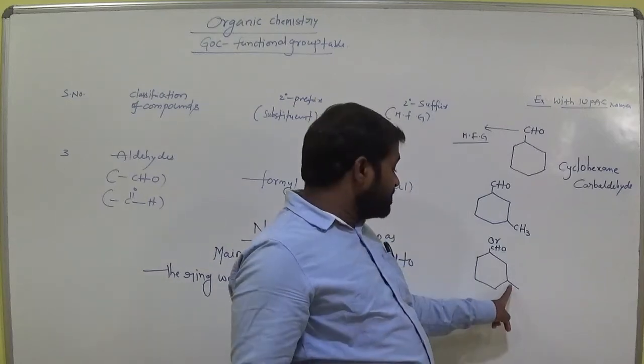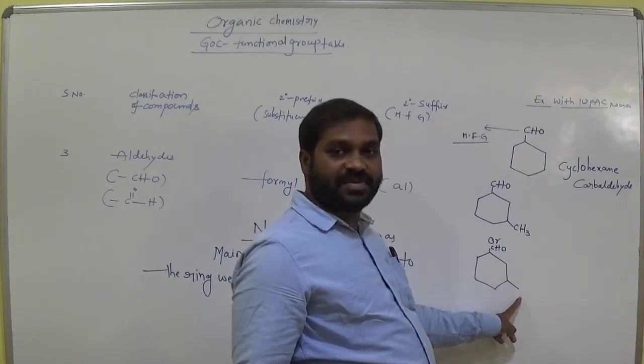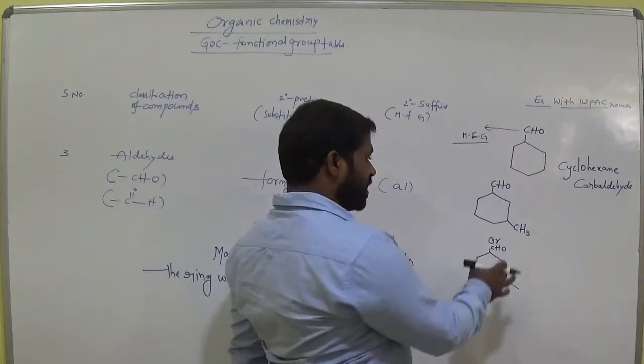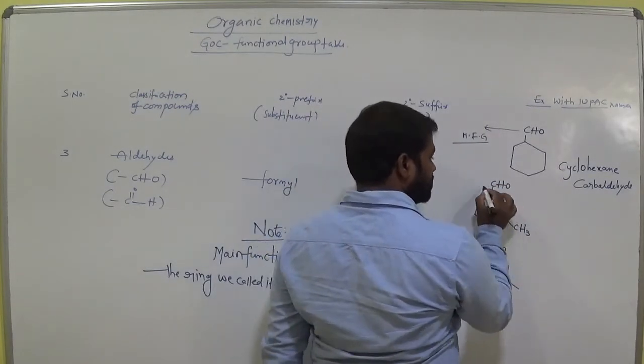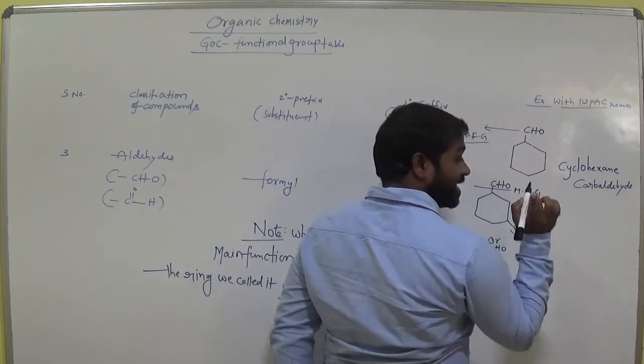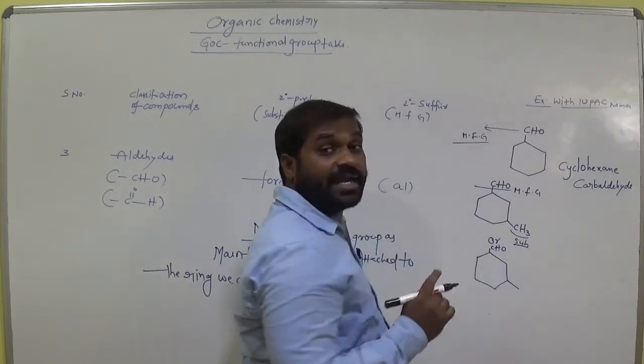This line means methyl group. This bond represents CH3. Remember this CH3. Now this is the main functional group, and this is the substituent. CH3 is an alkyl group, which always acts as a substituent, am I right? Now I would like to give the numbering.